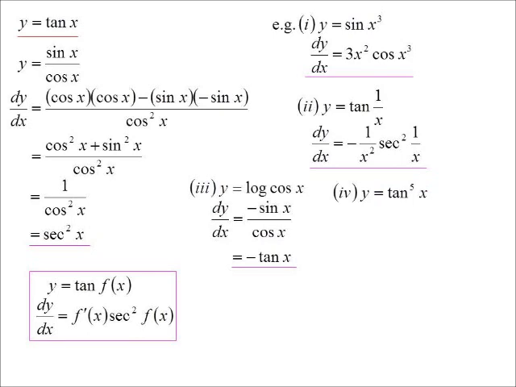Tan to the power of 5. So this is like a chain rule question, it's just that we haven't got the parentheses there. So bring down the power, 5, lower the power, 4, differentiate the inside, well the inside is tan x, it's tan x to the power of 5. Differentiate tan, we get sec squared, so I get 5 tan to the 4 sec squared.